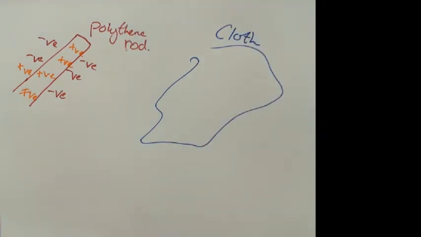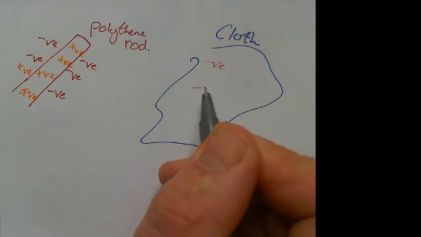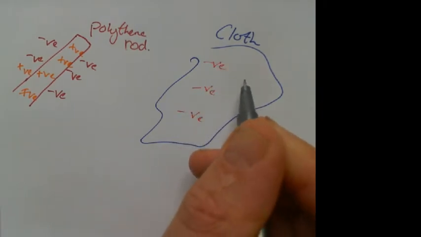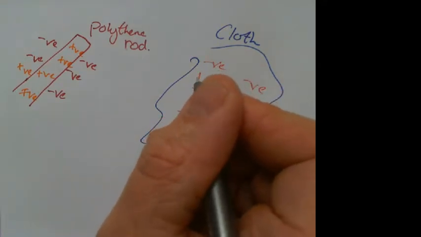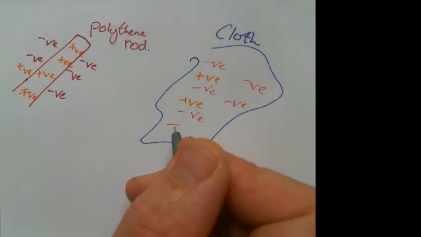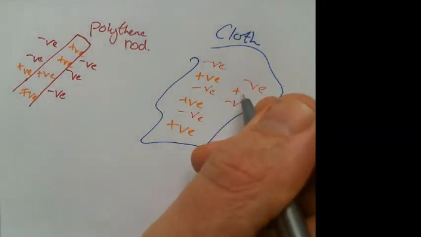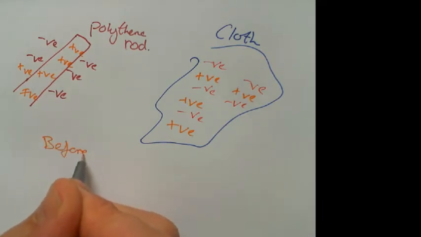And what we do with that cloth is we rub the polythene rod with the cloth. Now before I rub it, this has also got millions and millions of negative charges and millions and millions of positive charges. But again, I'm only going to draw 5. So it's got millions of protons and millions of electrons, but I am just going to draw 5. And this is before rubbing.